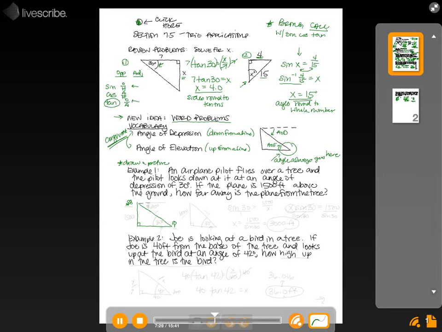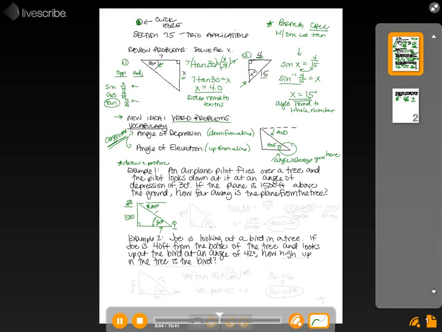Now it says that there is an angle of depression, which is really right here, and it's not 40, it is 30 degrees. But I told you that that angle can always go here, so that's where we're going to write it. The 30 degrees goes down here by the tree. Now it says the plane is 1,500 feet over the ground. Okay, so the distance from the plane straight down to the ground needs to be 1,500, and we are looking for how far away the plane is from the tree, which would be this distance here, from the plane down to the tree.